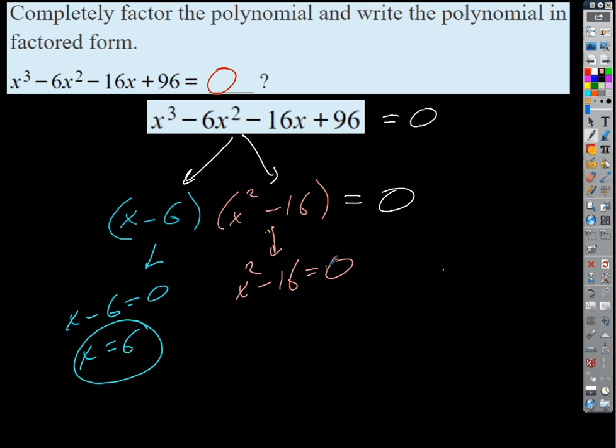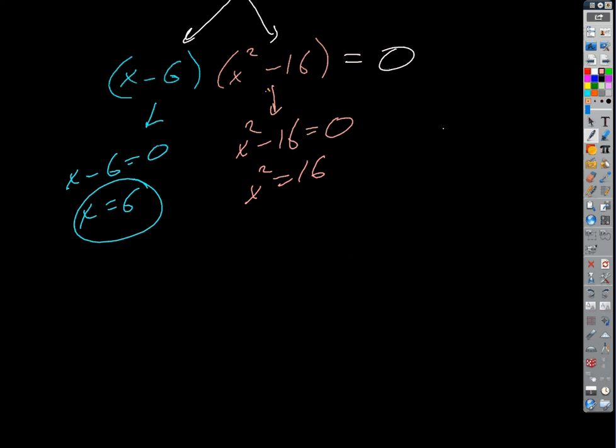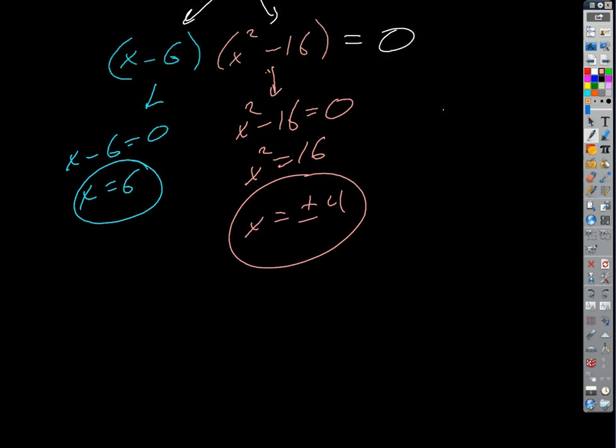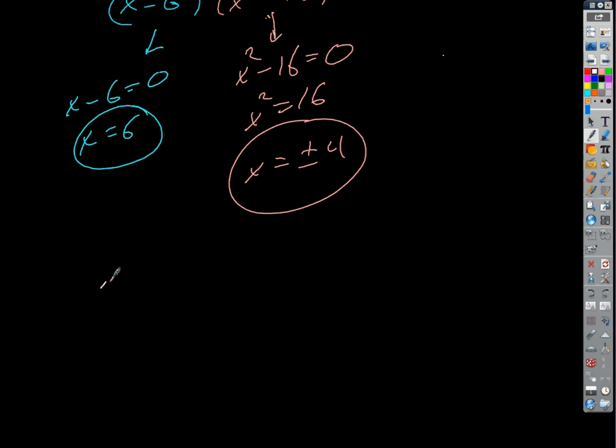Right, so what would I do? What are the 2 steps to solve for x there? Add 16 and square root. Good, so we get x squared equals 16, and when I square root both sides, I need a plus or minus, right? So I get x equals plus or minus 4, square root of 16, and so I end up with my 3 solutions. Either x equals 6, x equals 4, or x equals negative 4, right?